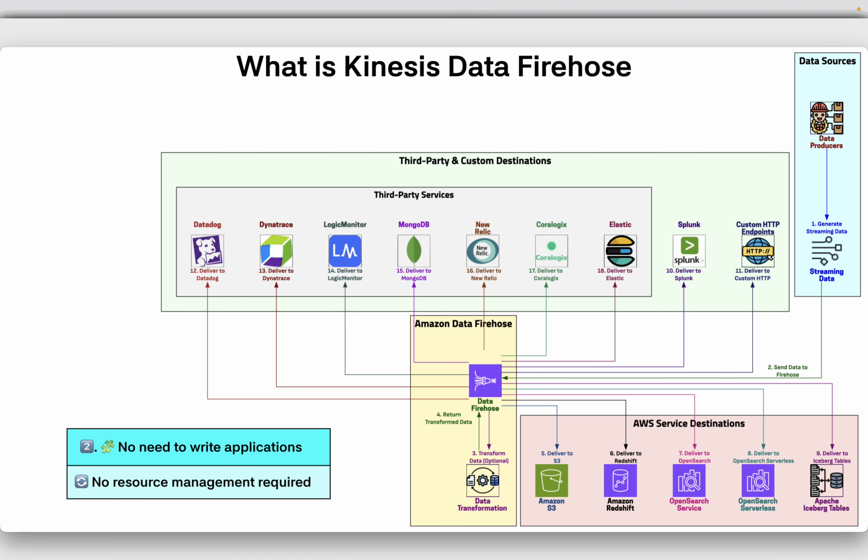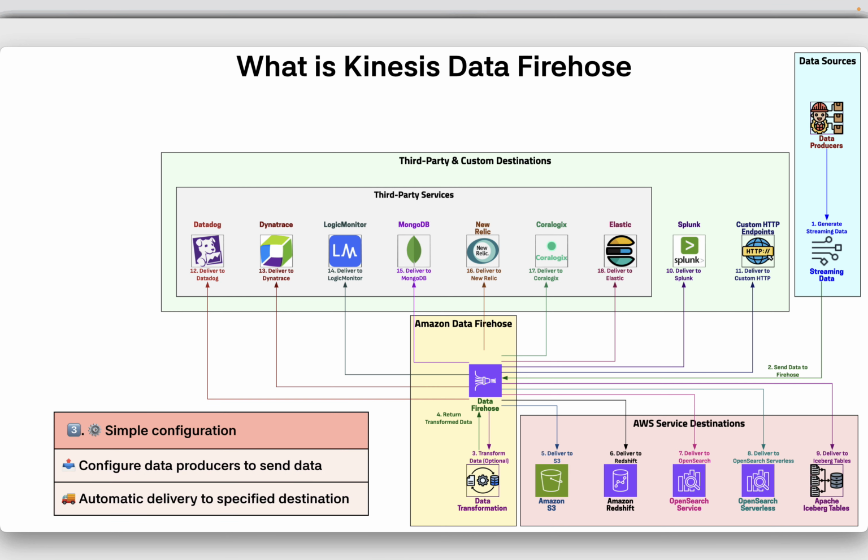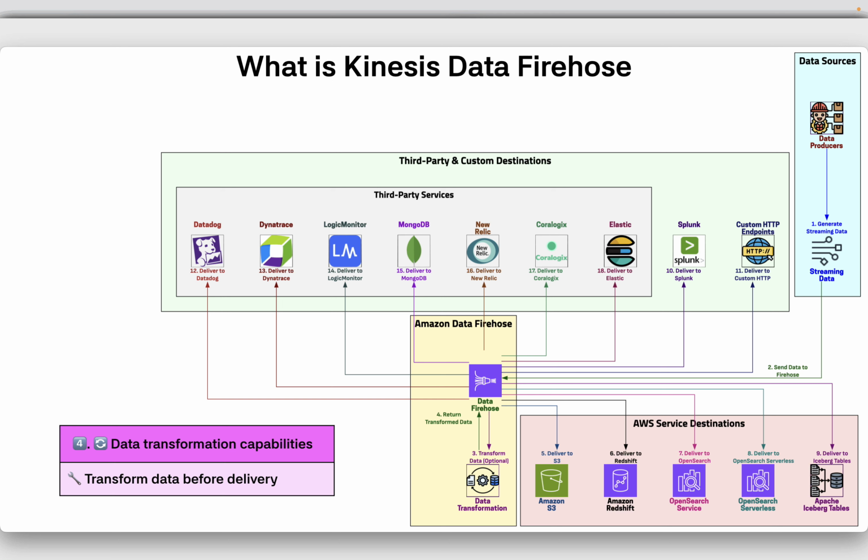With Amazon Data Firehose, you do not need to write applications or manage any resources. You can configure your data producers to send data to Amazon Data Firehose, and it automatically delivers the data to the destination that you have specified. You can also configure Amazon Data Firehose to transform your data before delivering it.